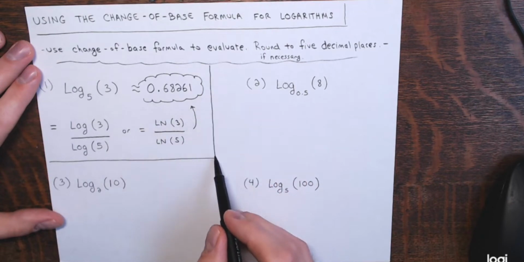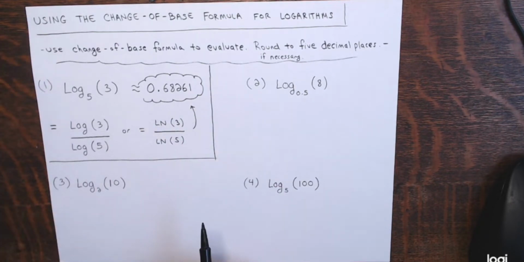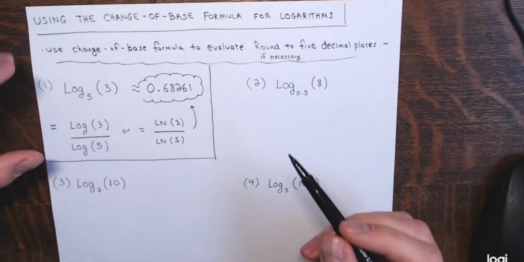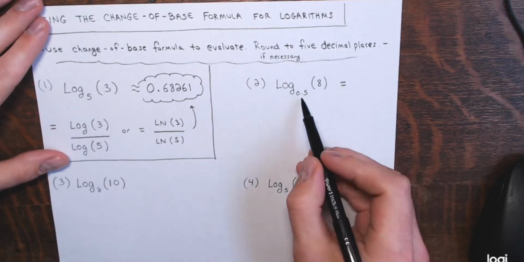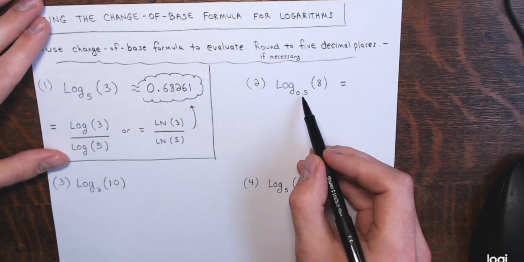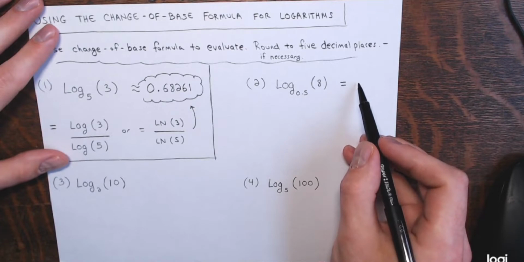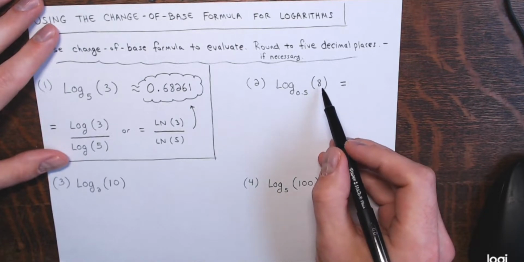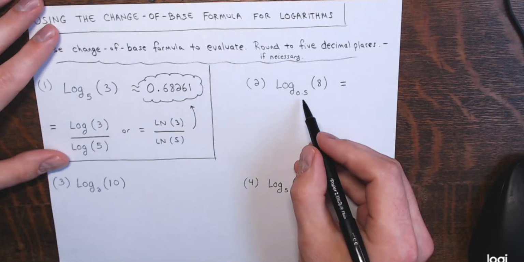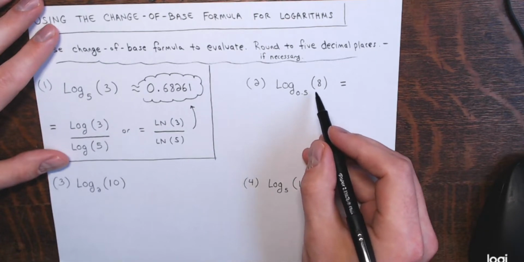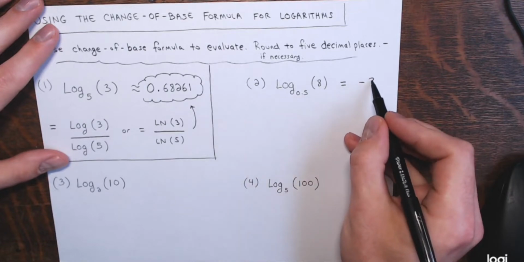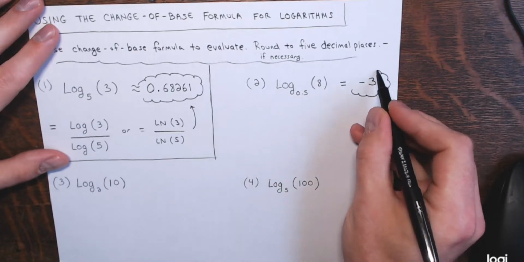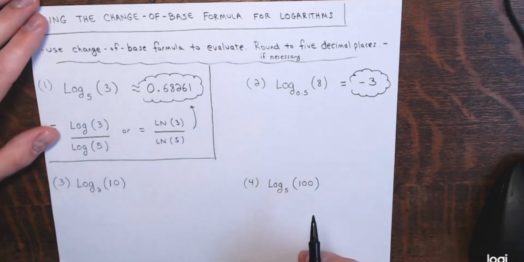Now, the next example is something I shouldn't need a calculator for. I'll tell you what the value is right now. The base is a half, and 1/2 to what power would be 8? Well, we know a half to the third power would be 1/8, but this is the reciprocal of that, so I need a negative power. 1/2 to the negative 3. And there's no need to round that to 5 decimal places. 1/2 to the negative 3 power would be 8.